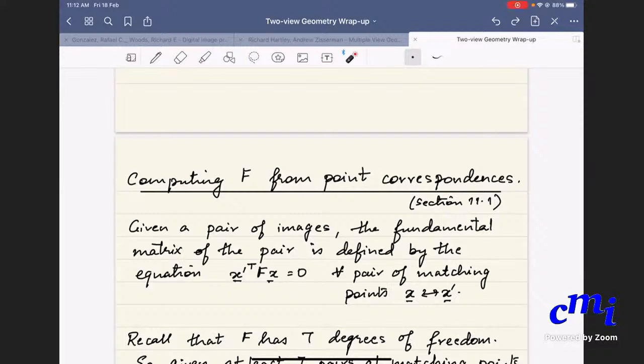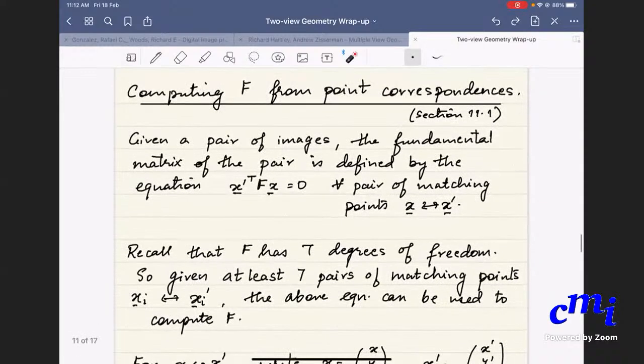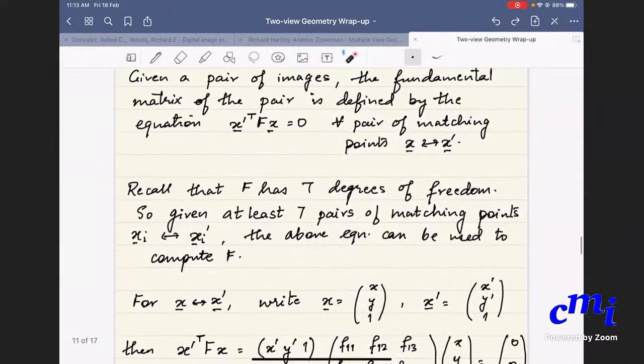Okay, so in that spirit, can we also compute the fundamental matrix? That is what we are talking about here. Given a pair of images, the fundamental matrix can be computed from a set of matching points. So how to do that?